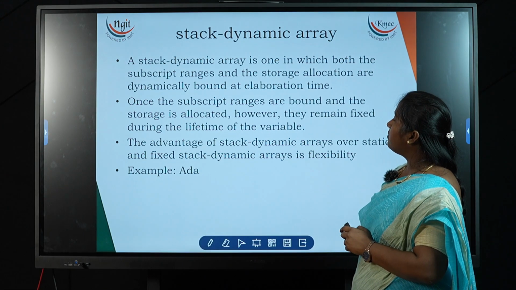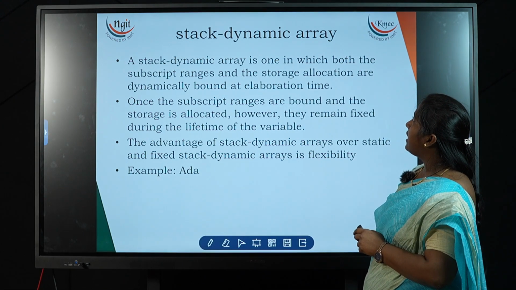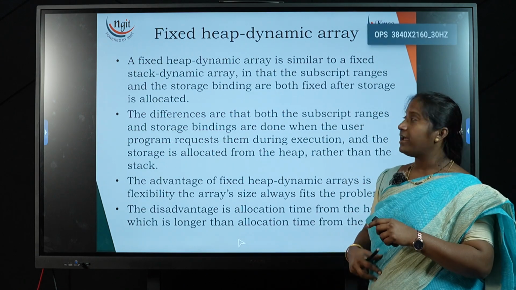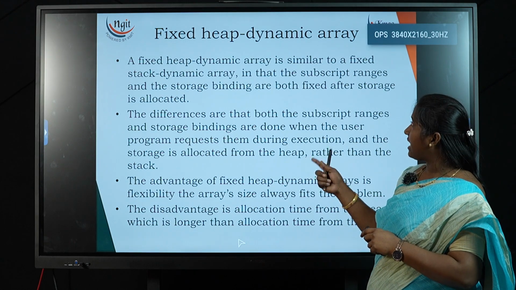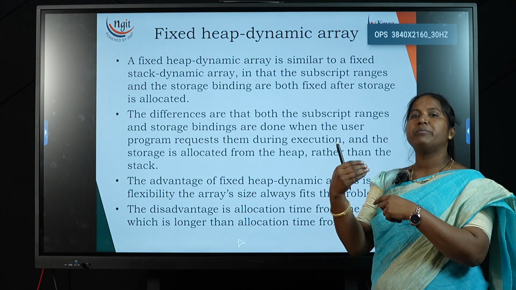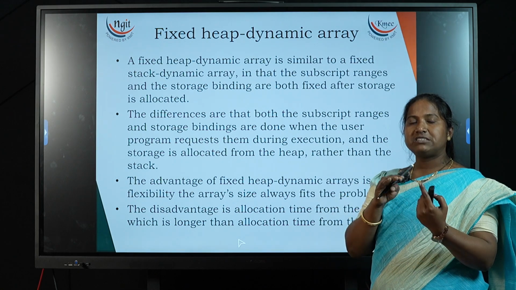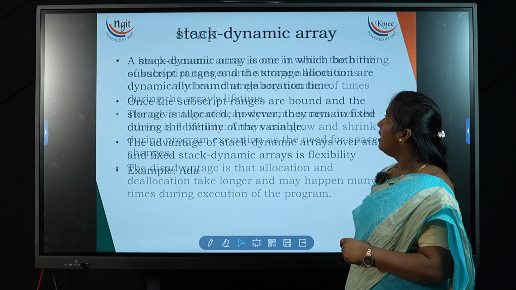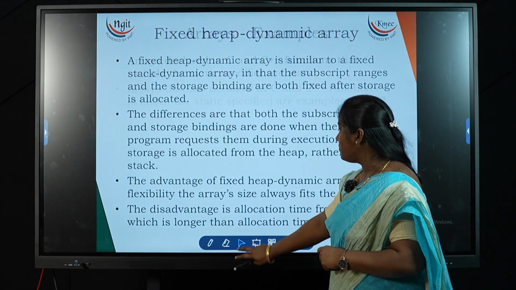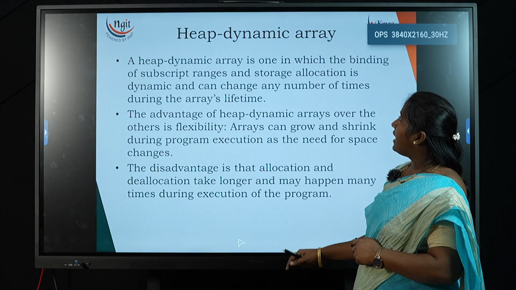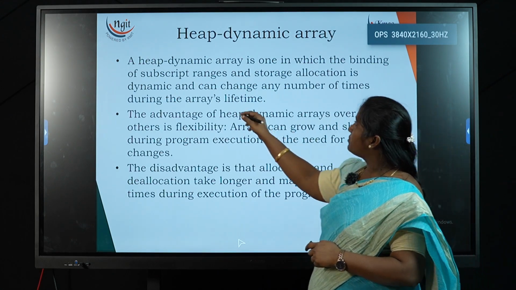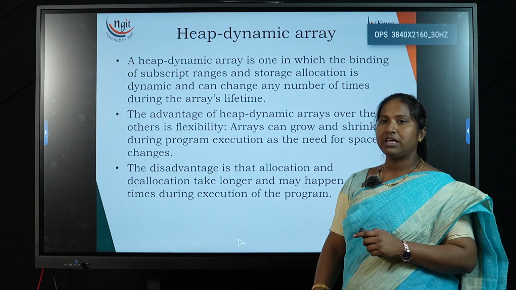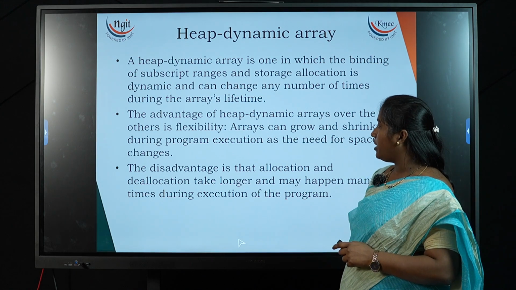And there is another one which is heap dynamic, fixed heap dynamic array. What is a fixed heap dynamic array? It is similar to fixed stack dynamic array, only the structure of memory will get differentiated. So fixed stack dynamic, fixed heap dynamic, the memory structure will get differentiated. Now the last is heap dynamic array. Here a heap dynamic array is one in which binding of subscript ranges and storage allocation is dynamic and can change any number of times during the array's lifetime. So this is heap dynamic array.